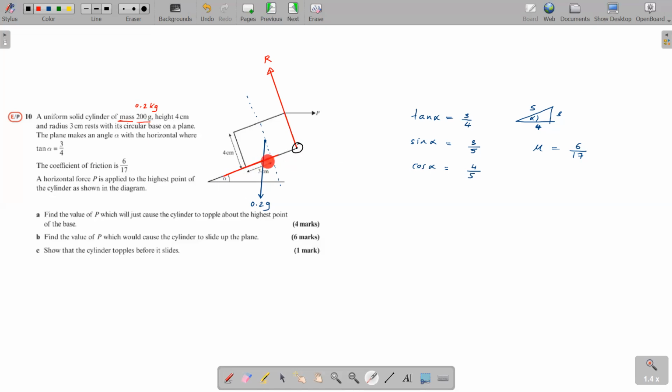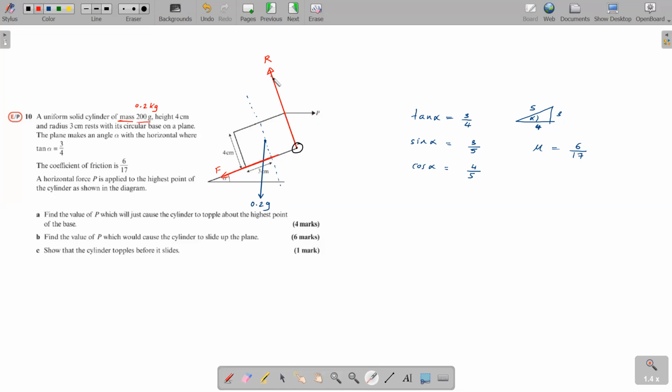It might try to slide up, depending on the force that you're pulling here. But anyway, friction makes no impact. So you only have the weight and the normal reaction.